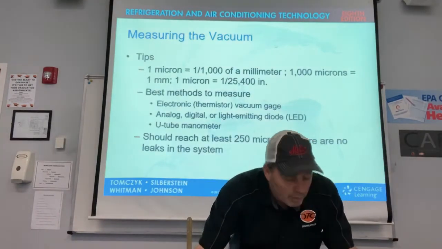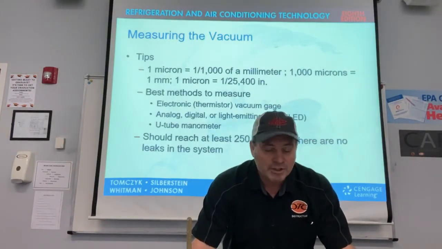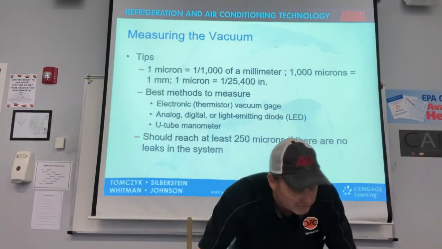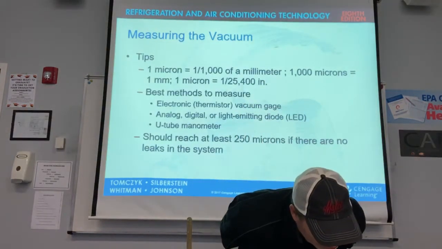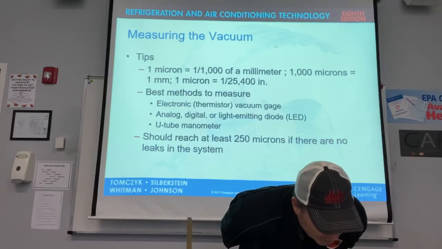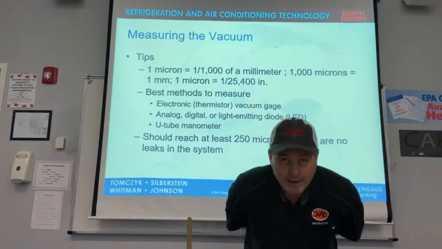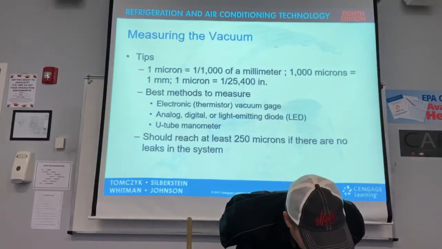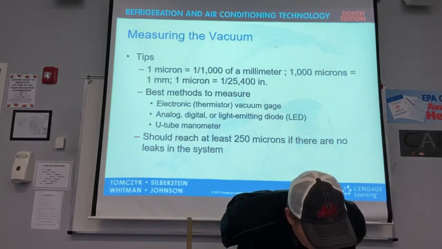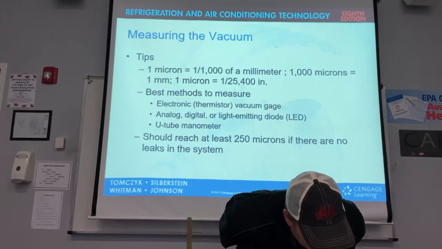Okay? Now, what is a deep vacuum? Here's a new phrase for you on page 206. What is a deep vacuum? A deep vacuum is this. Anytime you reduce the system from 250 to 500 microns, so you're getting below. When the vacuum reaches the desired level, you can valve it off.